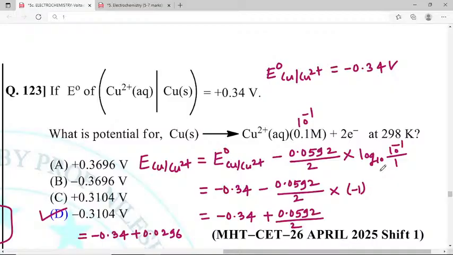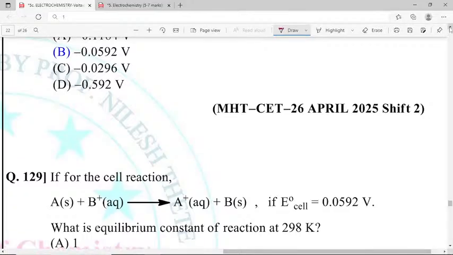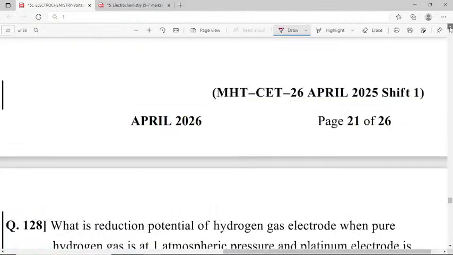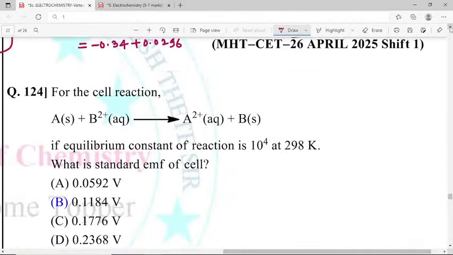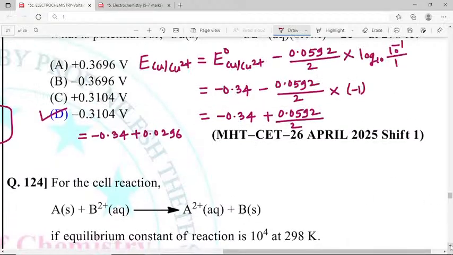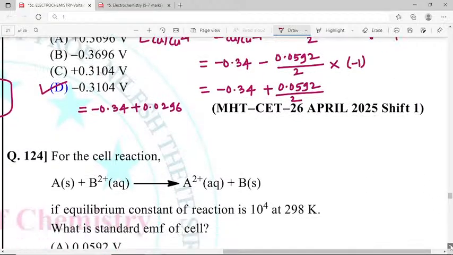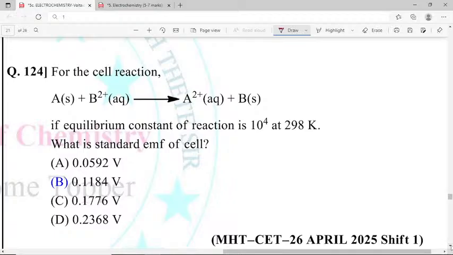Okay, understood. Question number 123. Now start the question number 124. Okay, so a simple reaction for the said reaction A to B, A to plus, equilibrium constant. And what is the standard EMF? So what is the standard EMF?